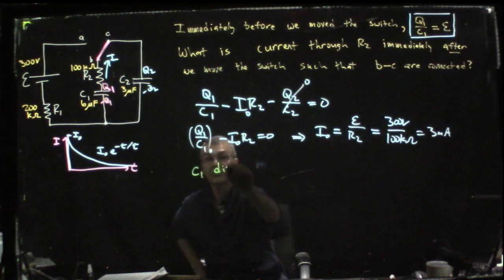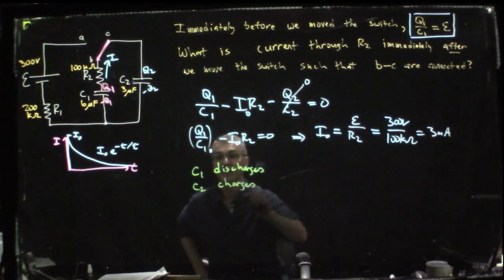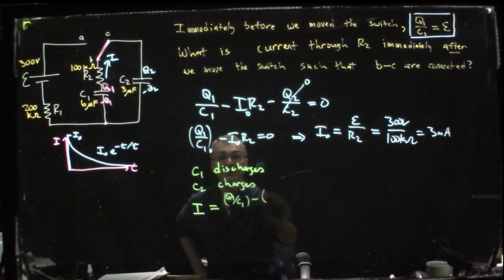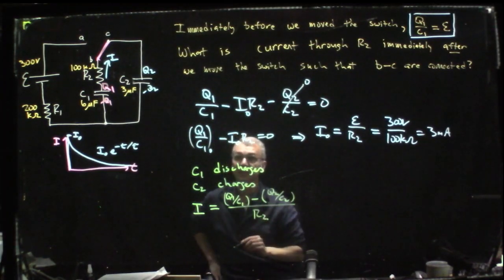C1 discharges, C2 charges, and you have like I is, see, it's like, here's the voltage on that first capacitor, Q1 over C1. And then here's the voltage on that second capacitor. It's like Q2 over C2. And then it's going through that resistor, R2.